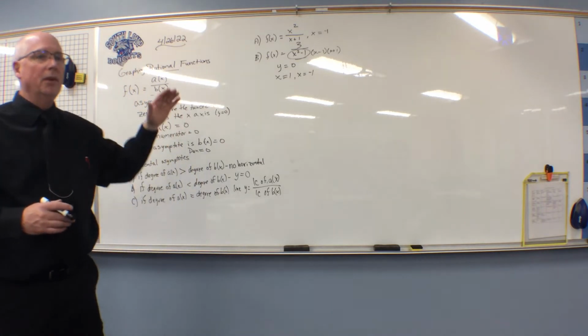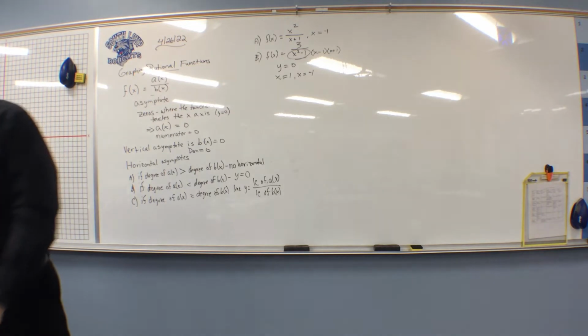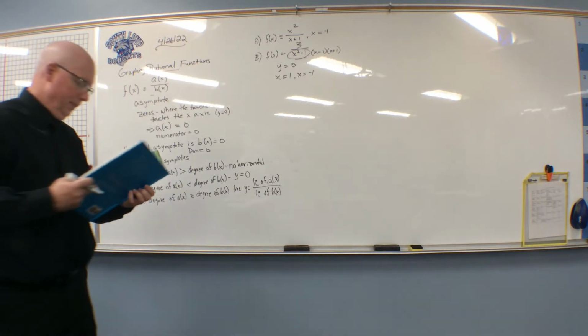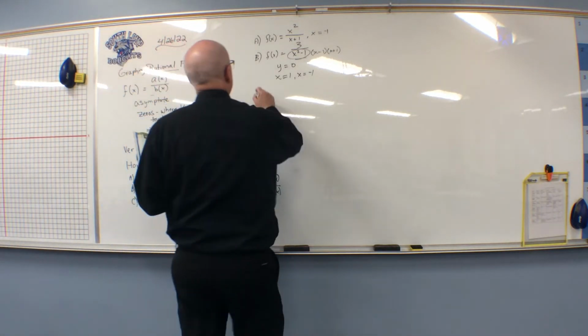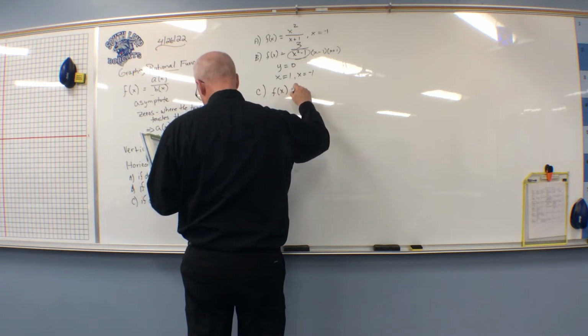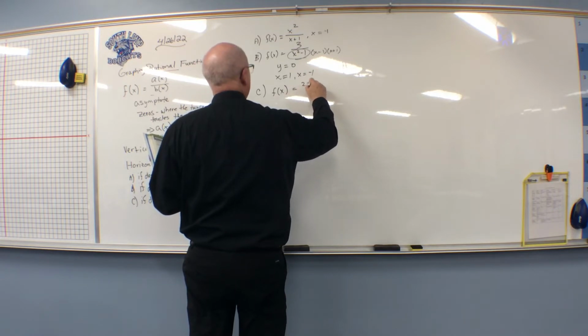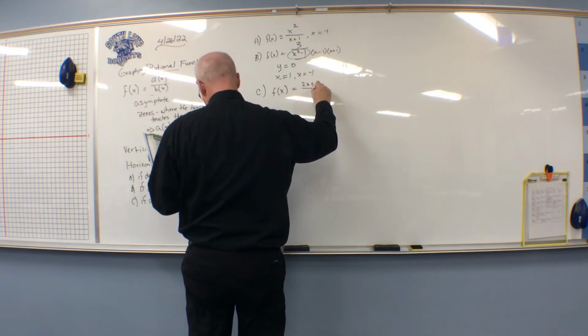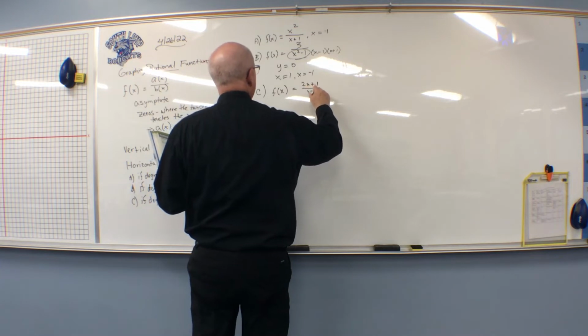See, these are kind of memorization, aren't they? You can kind of memorize these. The last one is, if the degree is equal, so we have something like this: 2x plus 1 over x minus 3.